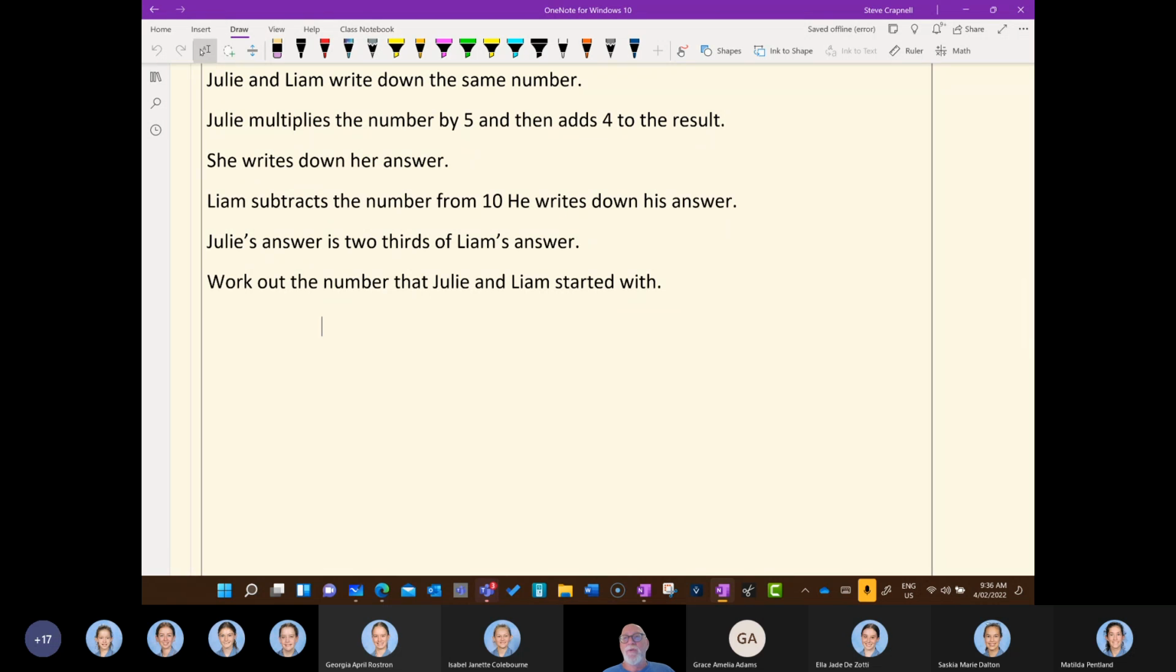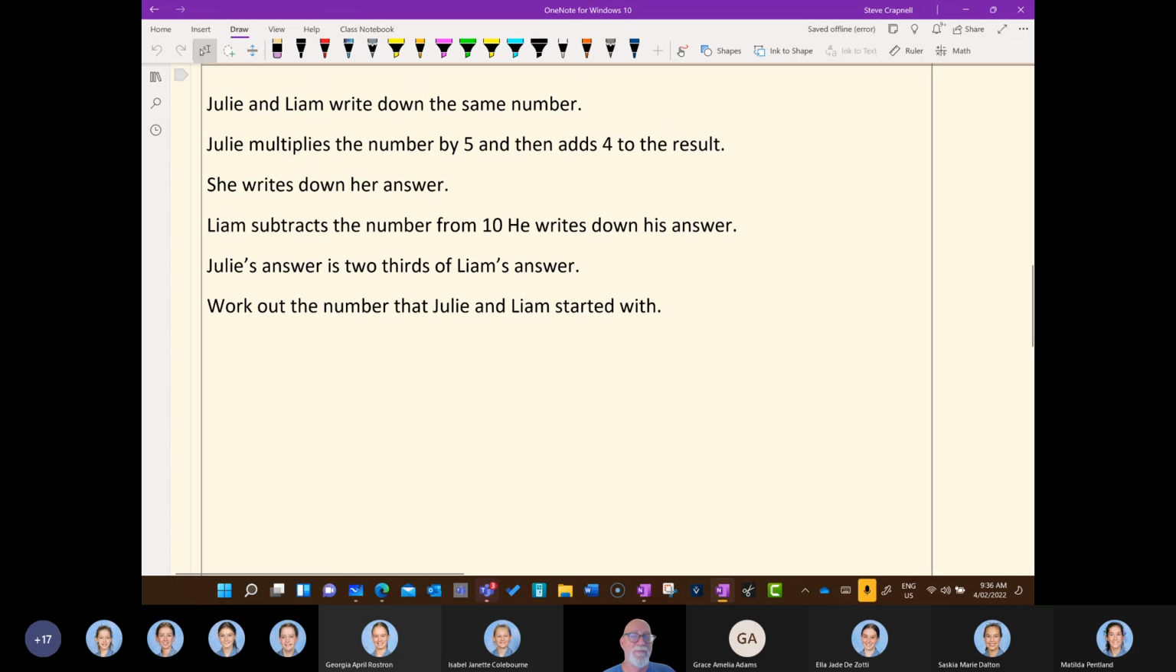We're going to take what we've already studied in mathematics in terms of equations, and we're going to see what happens when we get a word equation like this. They're always a little bit harder because the first step you've got to do is turn it into an equation. So here we go. I'll read it once. Always read it once. Julie and Liam write down the same number. That's a clue.